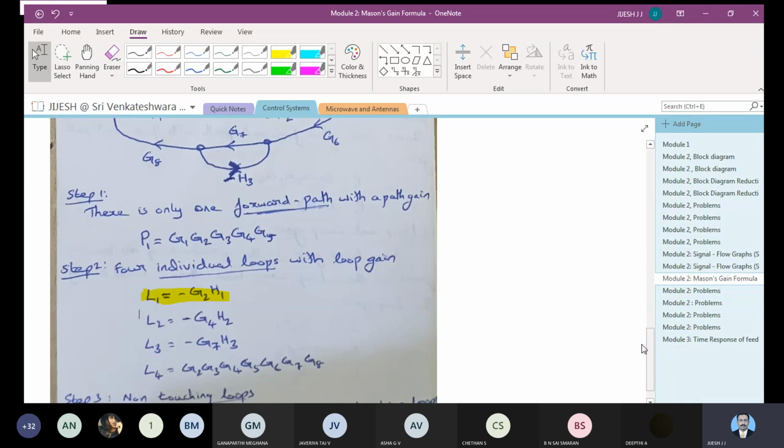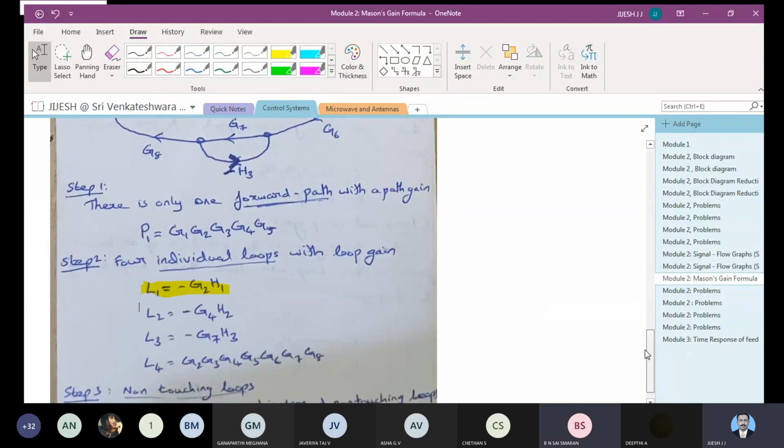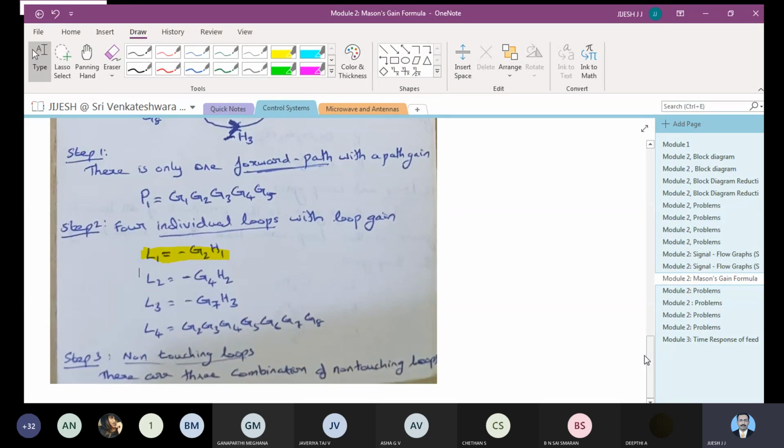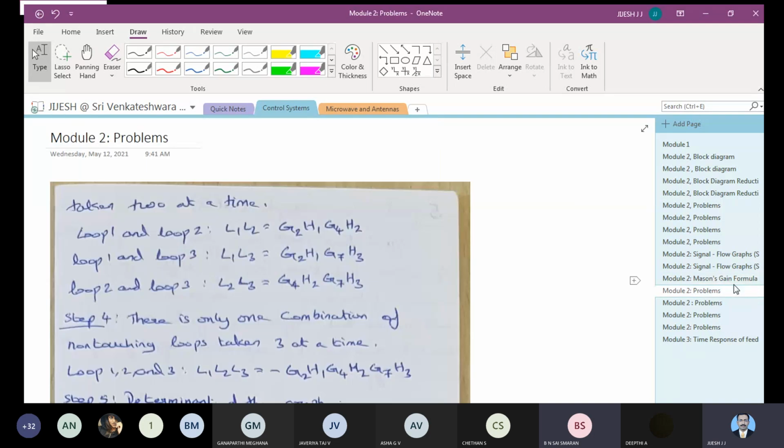Okay. L1, L2, one combination, L1, L3, one combination. Then one more is there: L2, L3. So write down this step, step 3, non-touching loops. There are three combinations of non-touching loops taken two at a time. So write these down properly: L1, L2, L1, L3, L2, L3. And write it in this way.